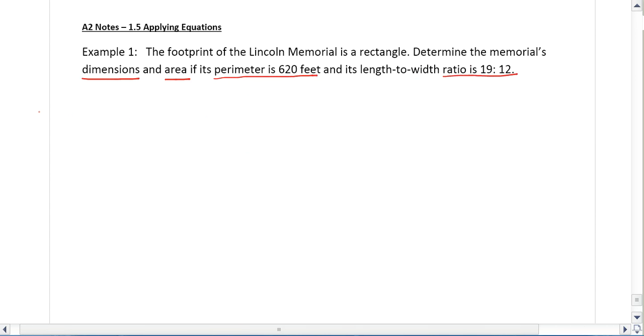So in my opinion, a picture would be very helpful in this. Okay, that's my attempt at drawing a rectangle. We're going to pretend like that's perfect. The length to width ratio is 19 to 12. Typically when I think of a rectangle, I think that the width is the short side. So if the ratio is 19 to 12, this would be 12 times some factor of x that we don't know, and the length would be 19x.